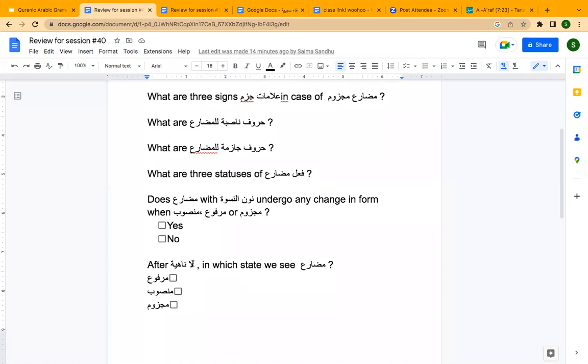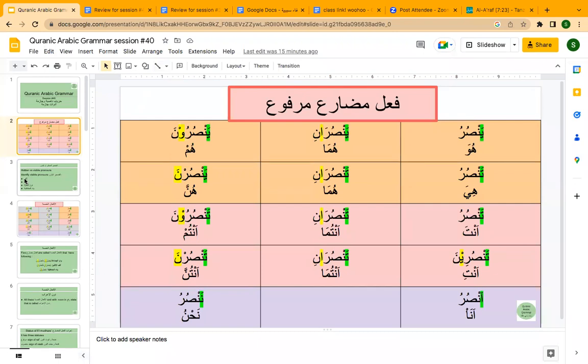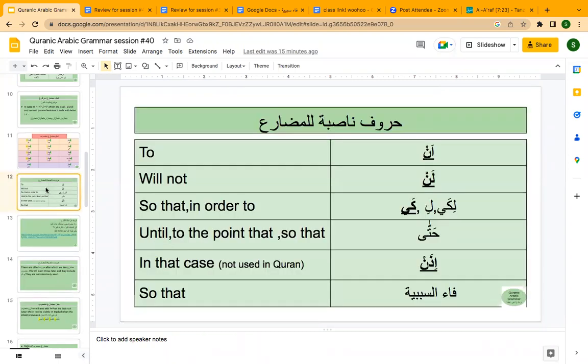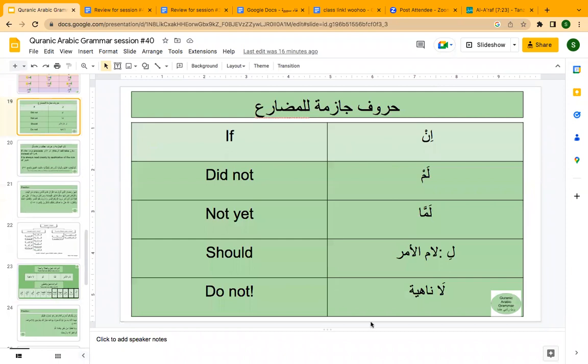So after la nahya, in which state do we see mudari? What is the state of mudari after la nahya? What do you think? Is it marfu, mansub, or majzoom? It is majzoom, right? So what we need to do is, for those of you who are following the Dream textbook, you need to update your list to this, okay? How this has been written here. If you can just add whatever is missing, okay? And for harufe jazima, similarly, you are going to update your list like this, okay?